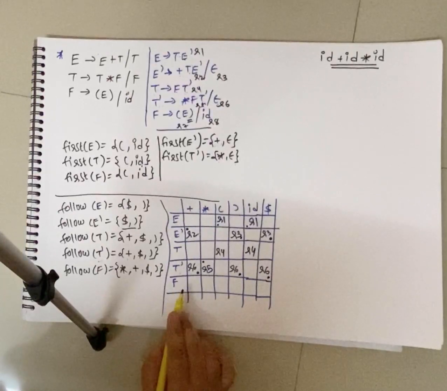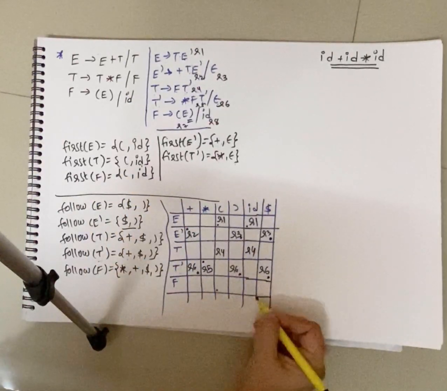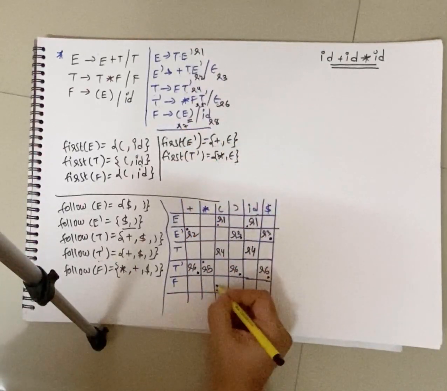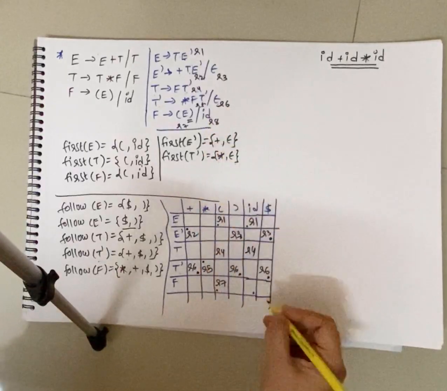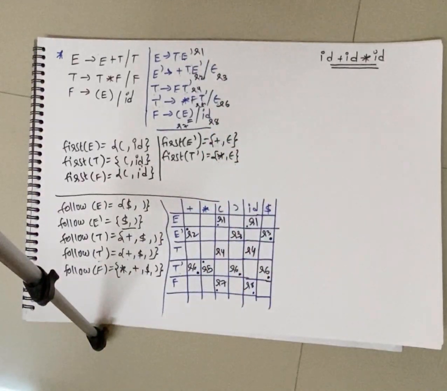Finally F. So what is first of F? Opening bracket and ID. How many rules are there? 2. The R7 starts with opening bracket, I will write here. R8 starts with ID, so I will write it over here. See, it's so simple. Now this is halfway done.